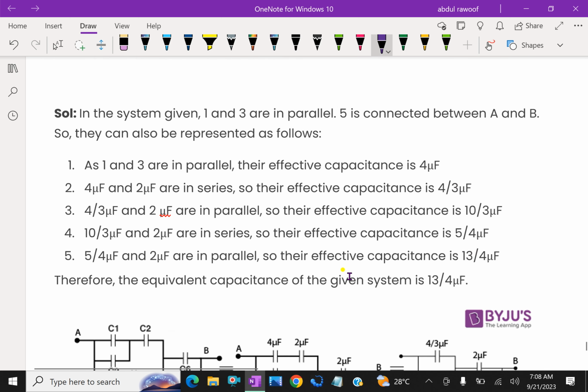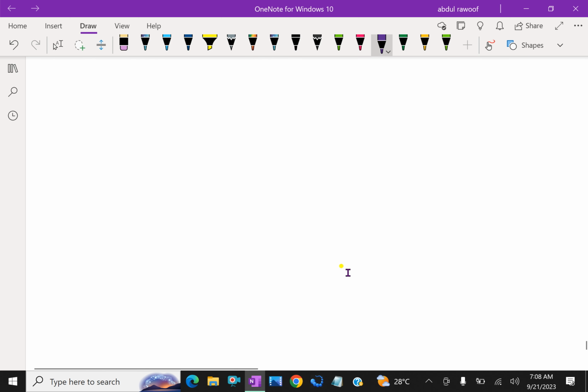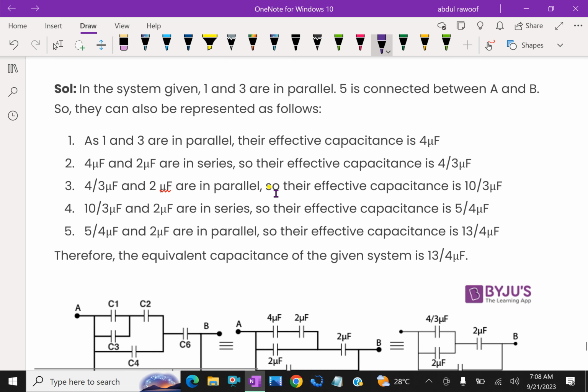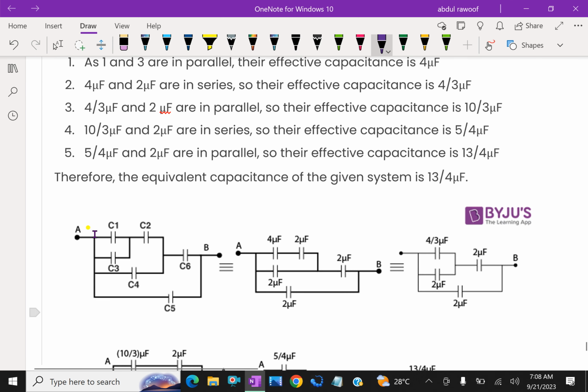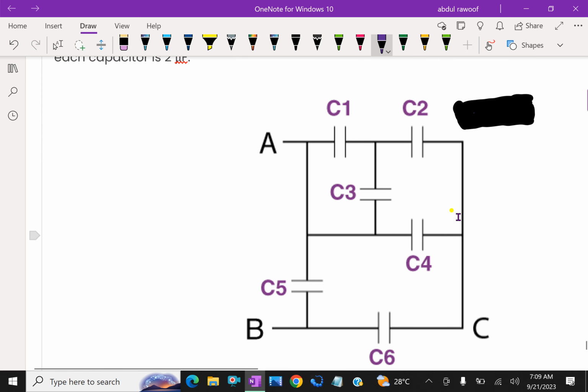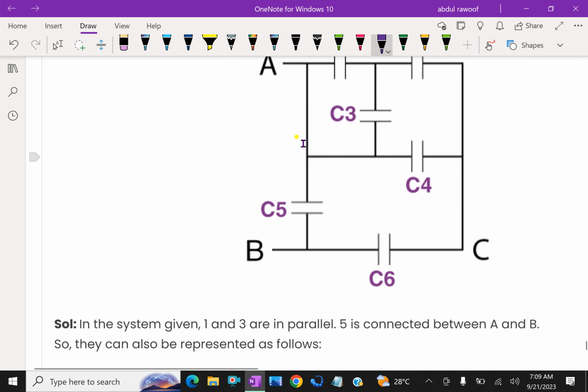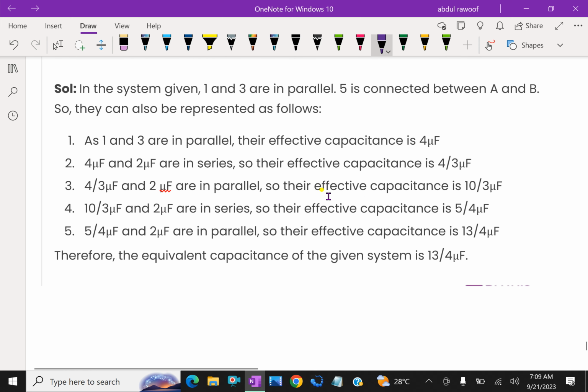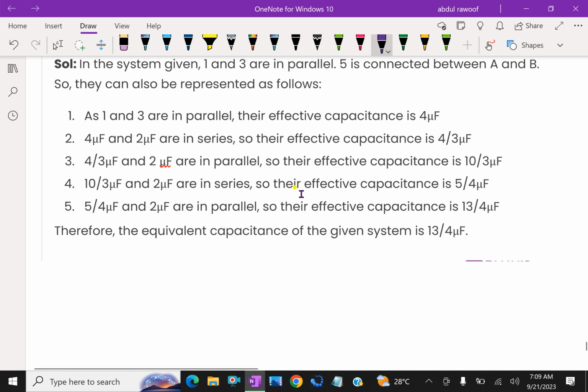Look at one more time this one. First, arrange it like this. This is a combination of capacitors connected together with terminals A and B. Here C1 and C3 are parallel, that is 1 and 3 are parallel, and their effective capacitance is 4.